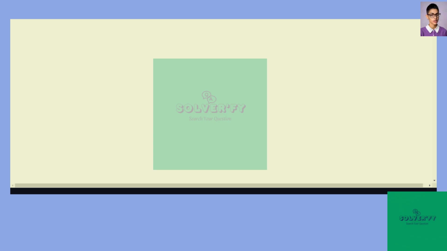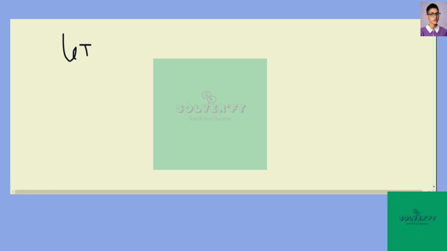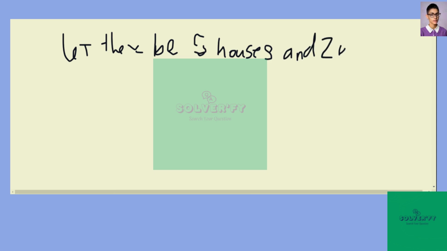We're asked to determine if 5 houses can be connected to 2 utilities without the connections crossing each other. So, we are given that there are 5 houses and 2 utilities.